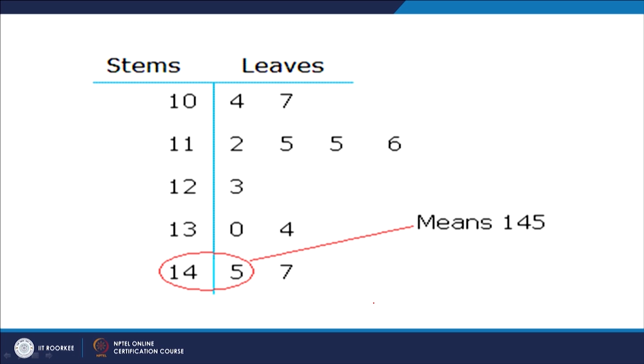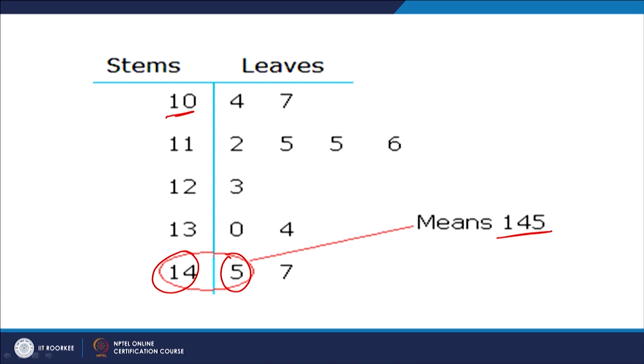This is again a stem and leaf diagram. In previous cases we have seen stem and leaf diagrams only for 2 digits. Now here we have 3 digits. So, let us say in the stem part you have the first 2 digits. So, 145 means 14 is the stem and 5 is the leaf.